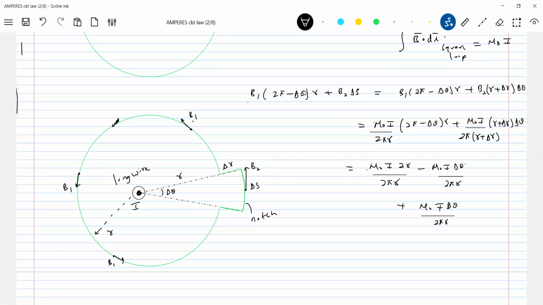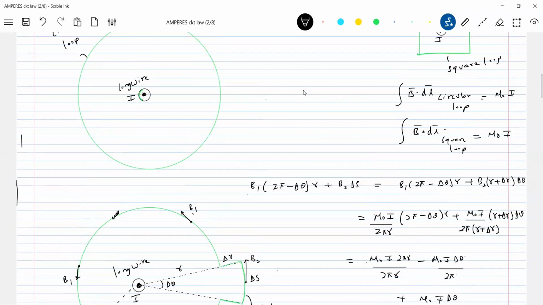This r will not be there, no? So finally, how much we are getting? 2 pi. Look at all the calculations. So I ended up this much only, no? So even if I deform the loop, then what is the value of b bar dot dl in closed path? Mu naught I.